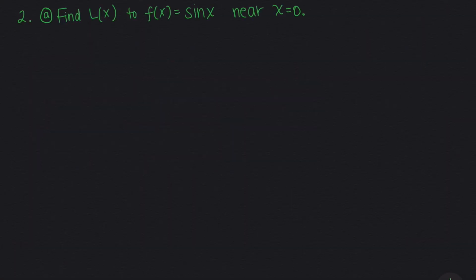Let's answer our second question. Find L of x, the linear approximation to f of x equals sine of x near x equals 0. So we just found that the linear approximation L of x is equal to f of x naught plus f prime of x naught times x minus x naught. The way the question is phrased is that they're asking us to find the linear approximation near x equals 0, so that would be our x naught.